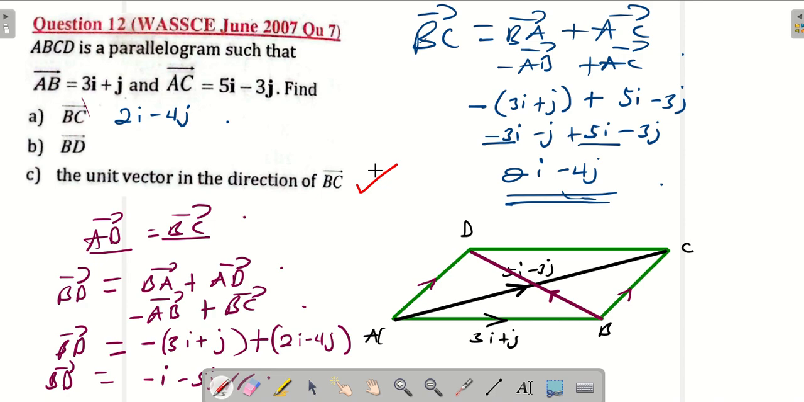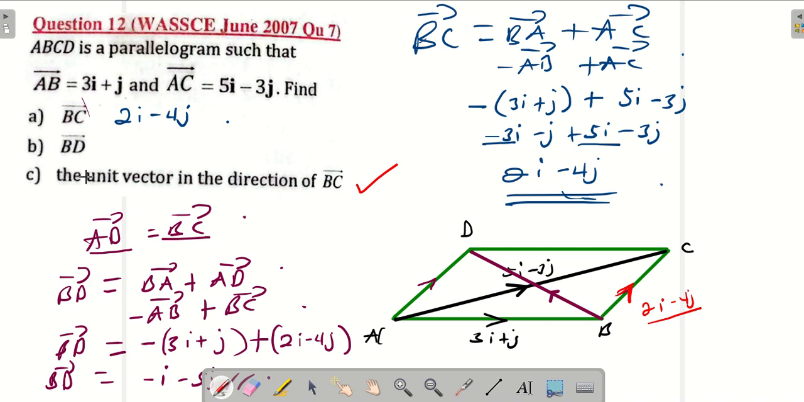So here, what do we want to do? We want to find the unit vector in the direction of BC. Where is BC? BC is this. And what is the vector there? BC is 2i minus 4j.